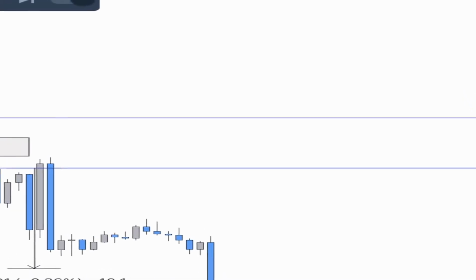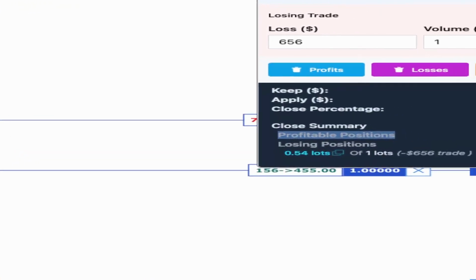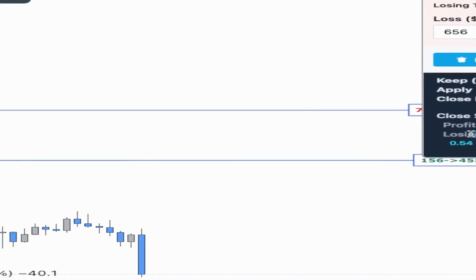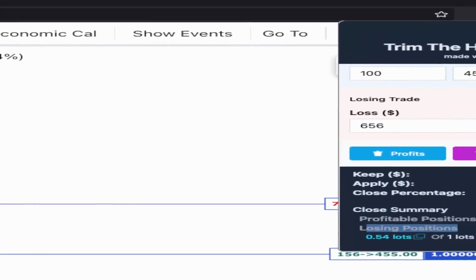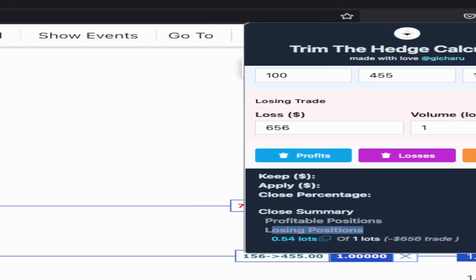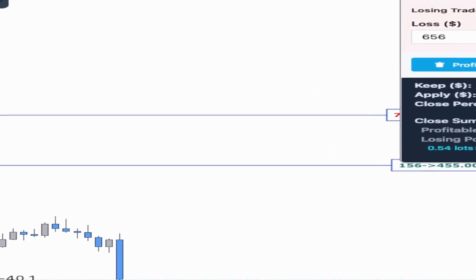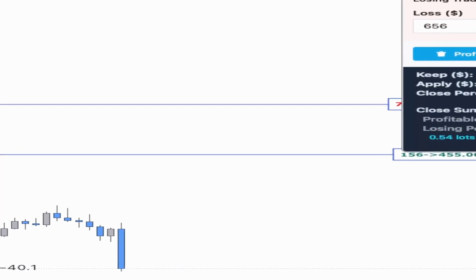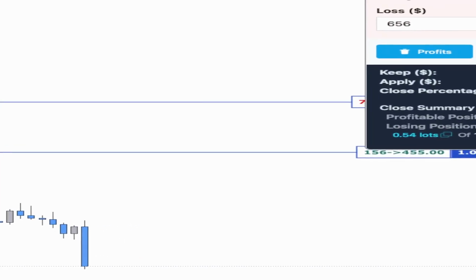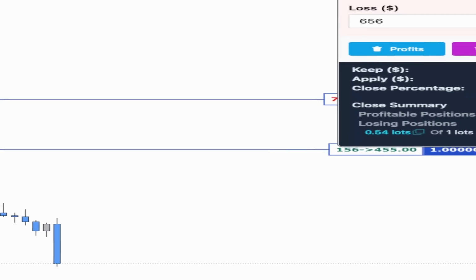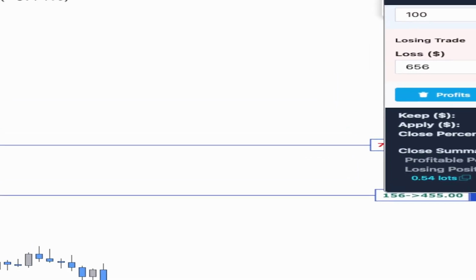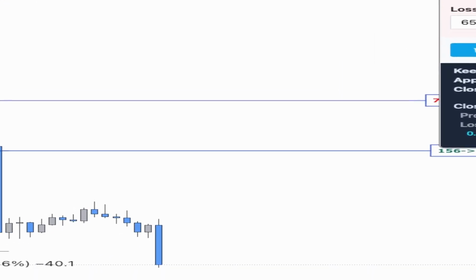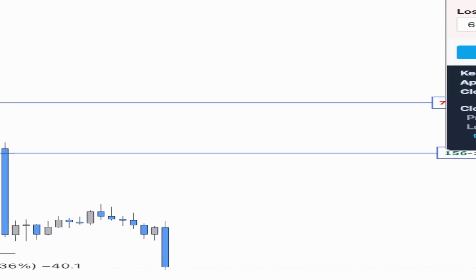The losing position in this case was losing $656, which gives us 0.54. The calculator tells us we close all profitable positions, and then for the losing positions, the ones that I've added, actually you can add more losing positions if you have more. For the ones that I've added, it is telling me to close 0.54 lots of the one lot trade, to be more specific, the negative $656 trade. So 0.54 lots, if you click on that, it copies that value to your clipboard.